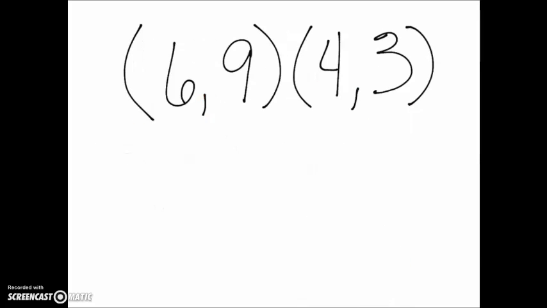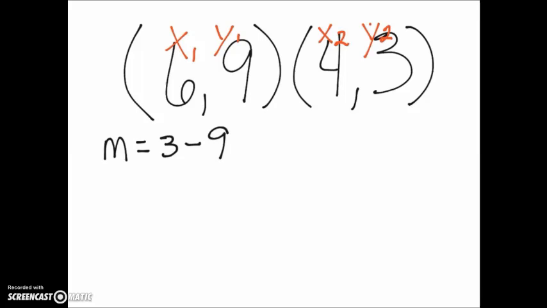Let's try another. Here we have another set of ordered pairs. So again, we're going to label these as x1, y1, x2, y2. Then we're going to plug them into our formula. It's the same formula we've been using. So we're going to have slope equals 3 minus 9 over 4 minus 6. Again, we need to solve the top and the bottom independently, and then we can reduce.